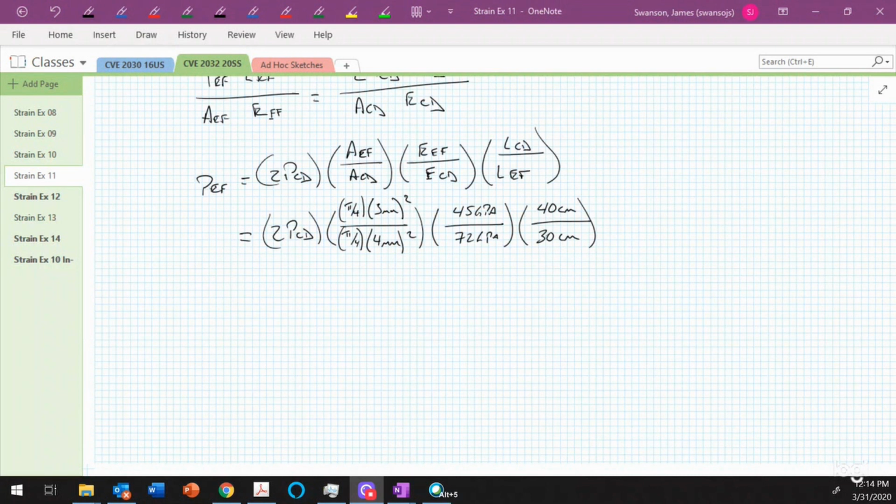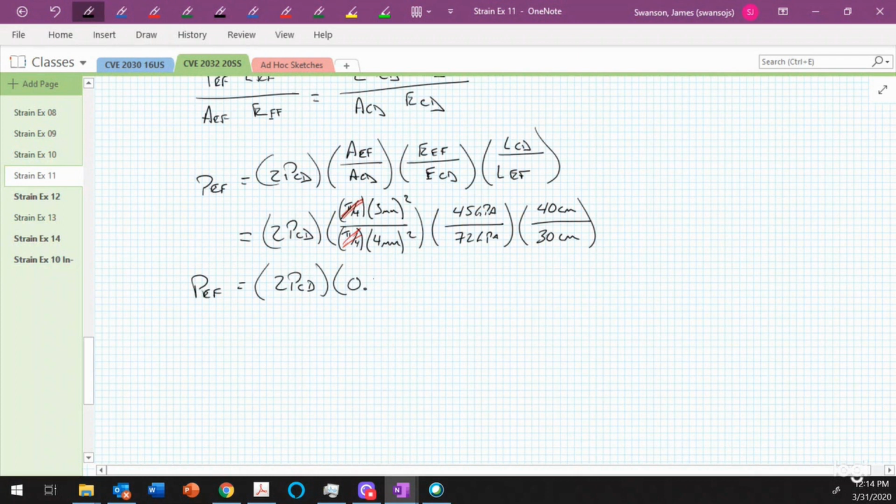So if we recognize that, these cancel, let me do that in red. These cancel here with that. And if we push through the algebra, then what we would end up with is P sub EF is equal to 2 times P sub CD. And then these ratios, the units all wash out.